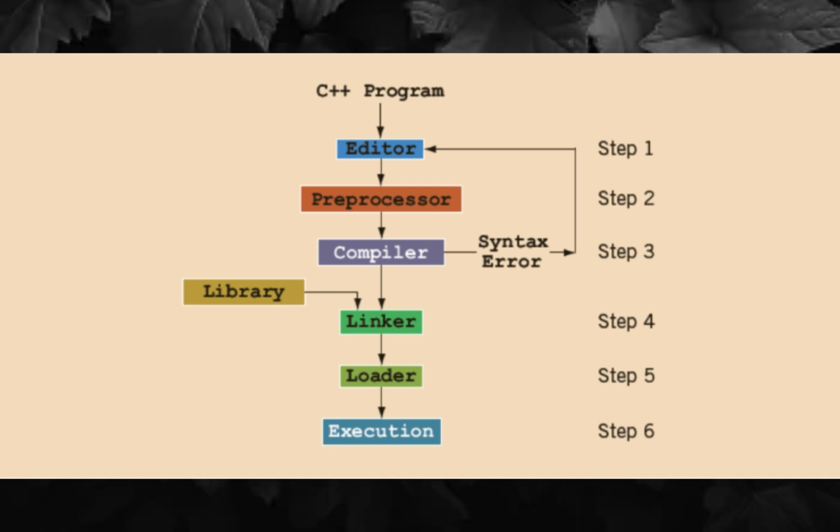The next step is the linker, which links your program data to the library, associating it with the library, which is step 4. The next step, step 5, is the loader, and then the last step is execution. You will execute your program and see whether it is running or not. The basic steps are editor, preprocessor, compiler, linker, loader and execution, and after that your program will run.